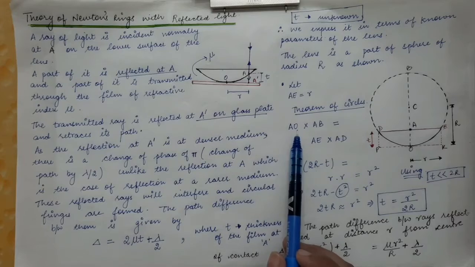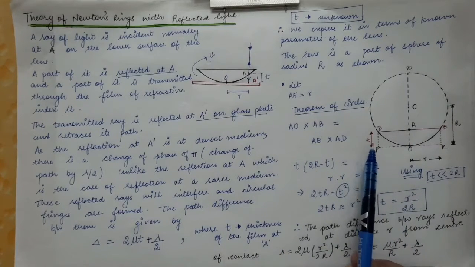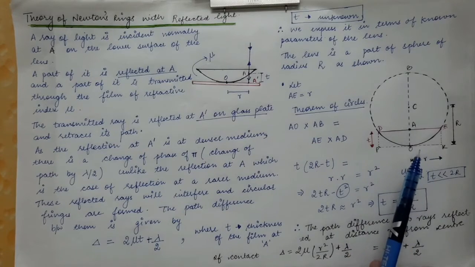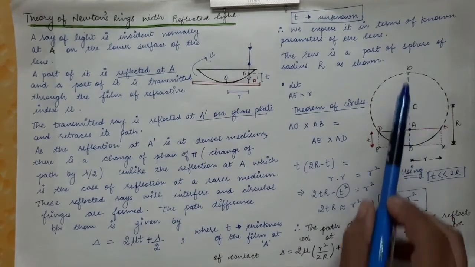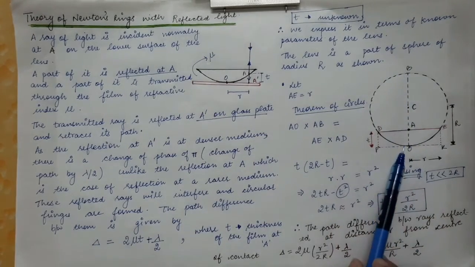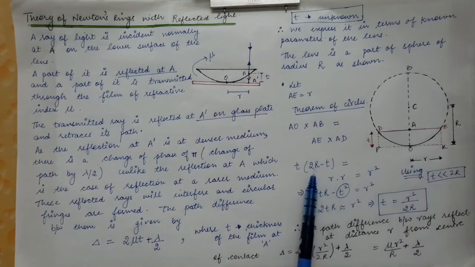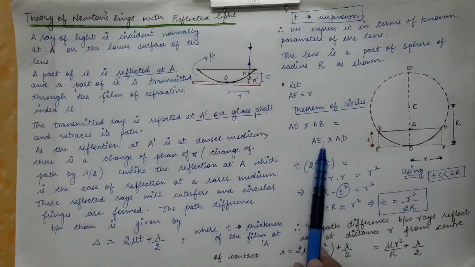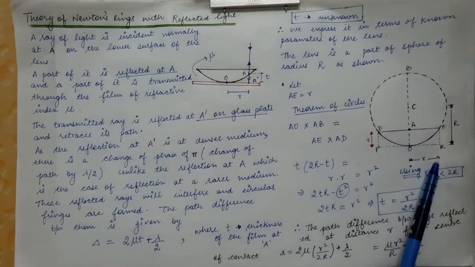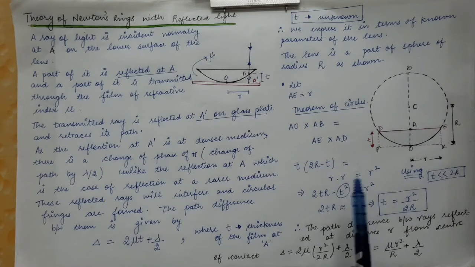Now what is AO? This AO is equal to the thickness of the air film, whose expression we want to find in terms of known parameters. So this is equal to t, and the whole AB will be equal to twice of R minus AO, so twice of R minus t. So AB will be equal to 2(R minus t), and this will be equal to AE into AD, which is equal to small r squared, and they also correspond to the radius of the circular fringes obtained in the travelling microscope.